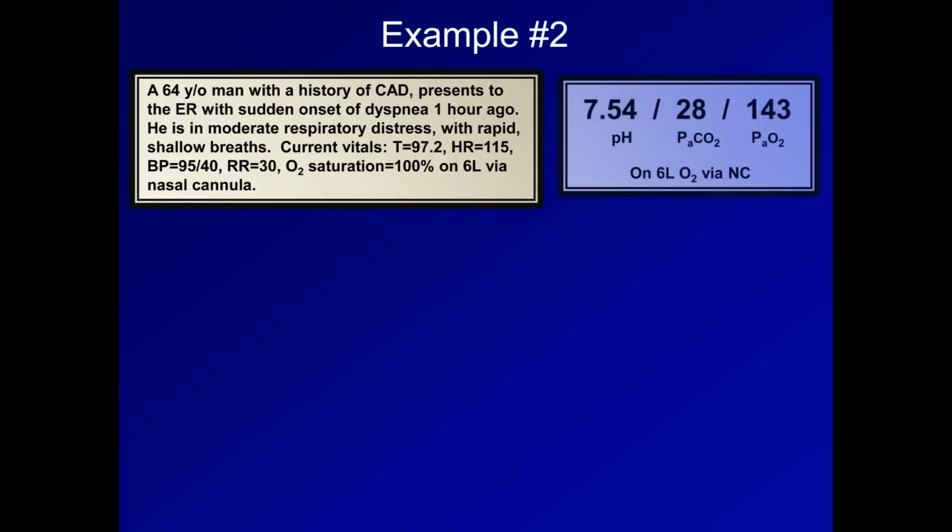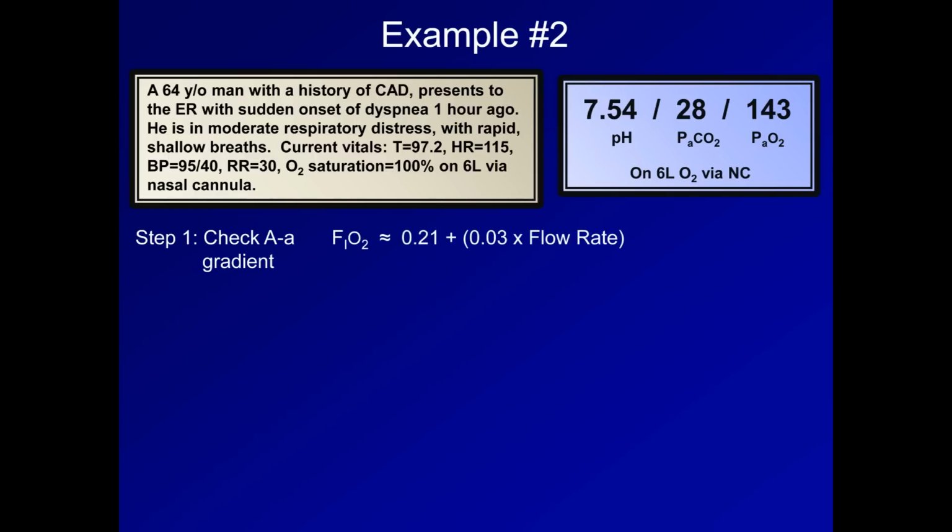His ABG on 6 liters shows a pH of 7.54, P little a CO2 of 28, and P little a O2 of 143. Let's analyze his oxygenation. Step 1 is to check the AA gradient. To do this, we need to estimate his FiO2. If you recall, for a typical patient, a reasonable estimate can be made by taking 0.21 and adding 0.03 for each liter of oxygen.